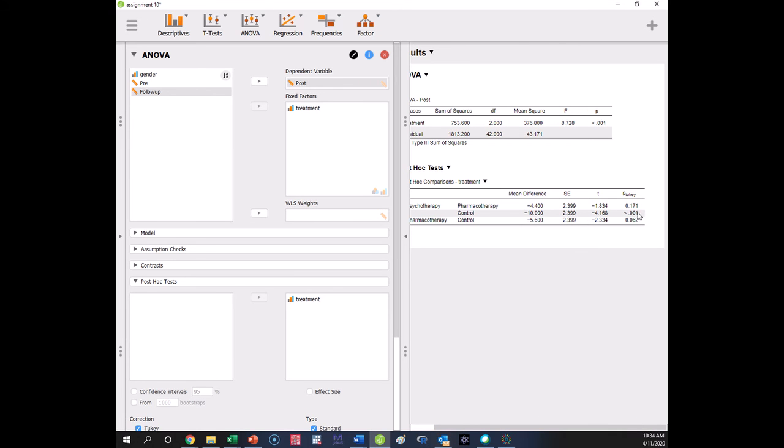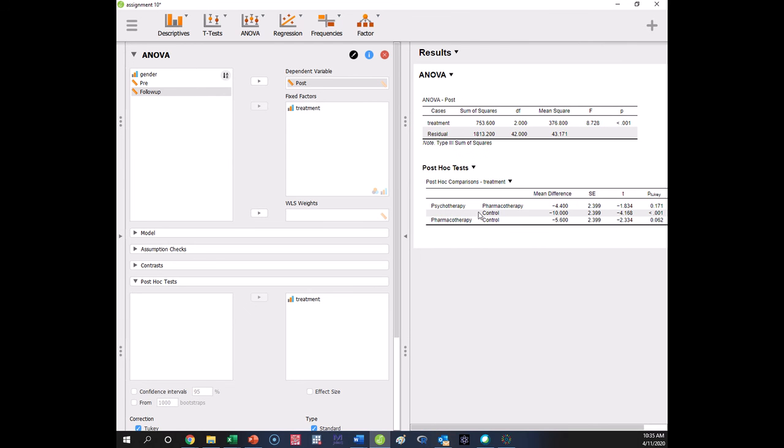And what do we find? There's no significant difference between psychotherapy versus pharmacotherapy. So those two treatments, averaged across everybody, didn't differ. So the treatments weren't different from one another. We find that psychotherapy was significantly better than control, right? Psychotherapy versus control. And again, the mean difference is this number minus this number.